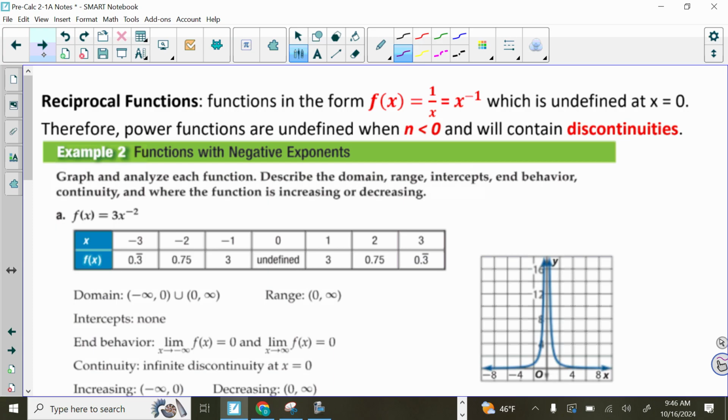All right, reciprocal functions. If we go here, we can say that these functions are in the form of 1 over x. So you're looking at your fractions here. Looking at fractions, 1 over x, which equals x to the negative 1 power. Remember that we have those negative exponents.